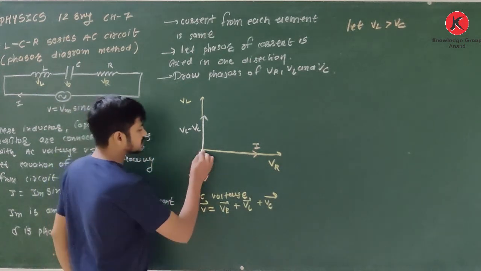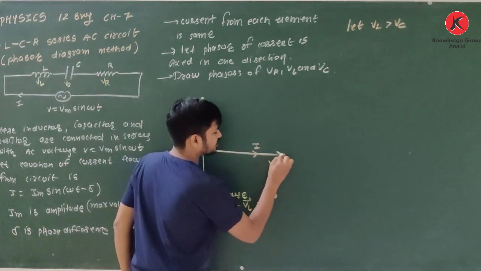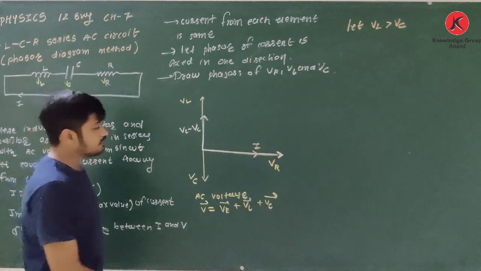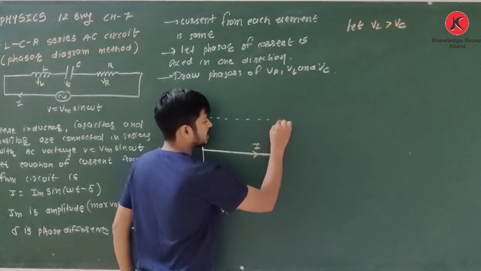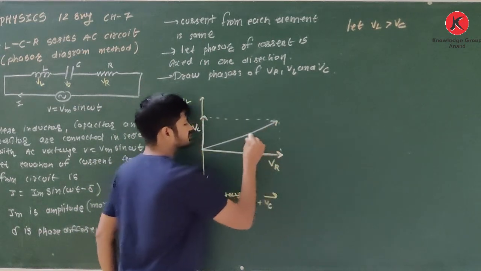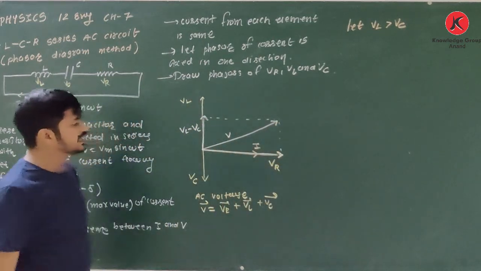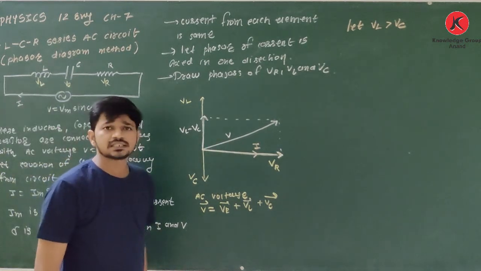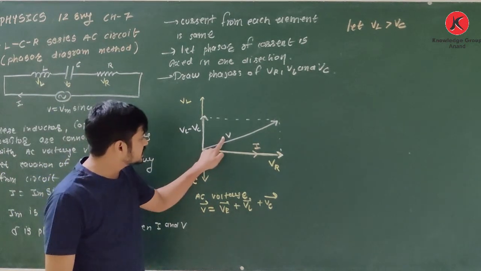Now the remaining two vectors are, first, VR, and second, VL minus VC. According to the law of parallelogram, the diagonal passing from the same point gives their resultant. Clear about this? Any doubt? So yes, it is the resultant V.